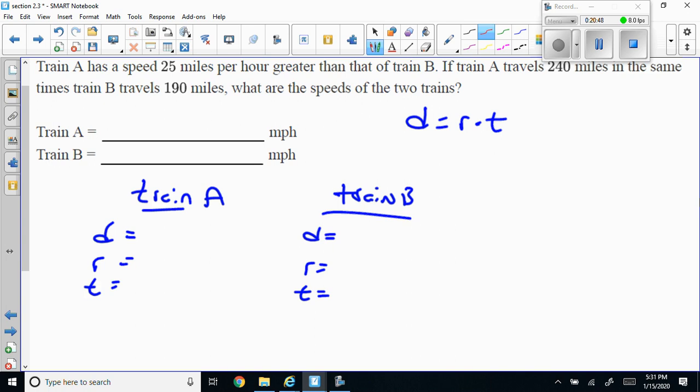Well, do we know how fast train B is going? Yay or nay? So we're going to put X on the rate for train B, but we could do what here? X plus what? 25, right? You okay with that? Now, because there's three variables, they have to at least give us information for two, right? Yes.